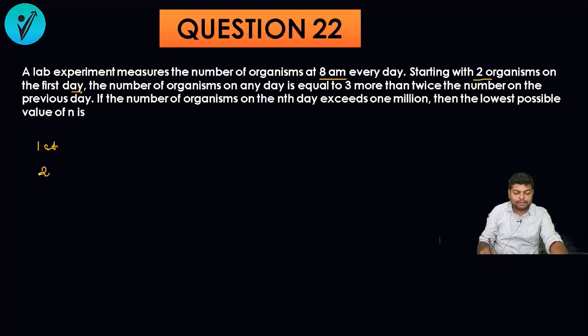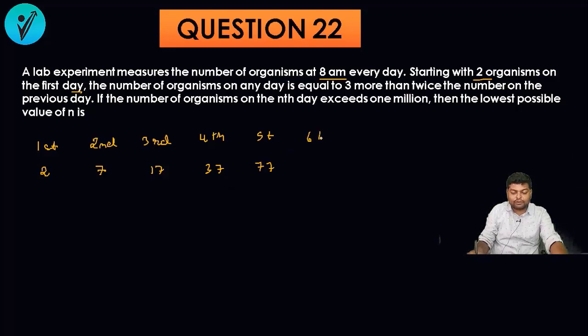So on the first day it will be 2. Second day kya hone wala hai? Second day double of it. So 2, 4 and it will become 3 more, so 7. On the third day what will happen? Double plus 3, so 14 and it will be 17. On the fourth day what will be there? 17 ka double 34, it will be 37, 3 extra. On the fifth day 37 ka double, which is 74, so it will be 77.